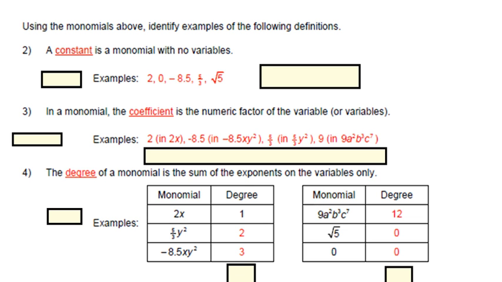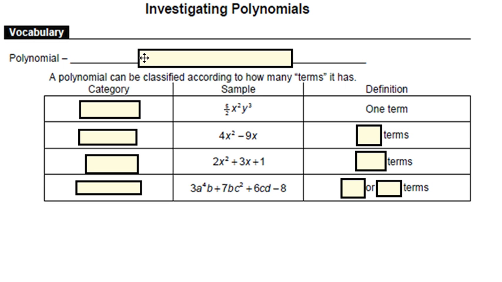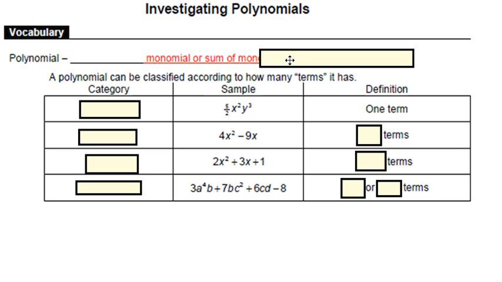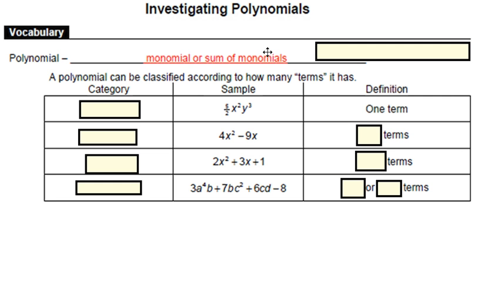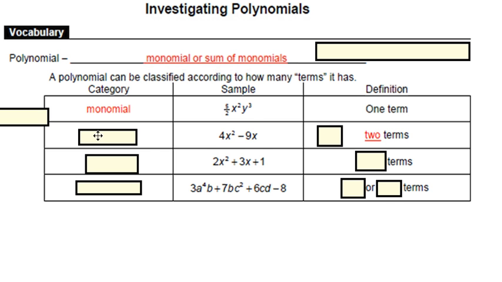We now want to look at our investigation with polynomials. A polynomial is a monomial or the sum of monomials. So if I have a one-term polynomial, I have a monomial. Notice there is no plus or minus sign, and that's what we're going to use to separate our terms: the addition or subtraction sign. I have a subtraction sign, which means I have a monomial here and a monomial here, so I have 2 terms, or a binomial.